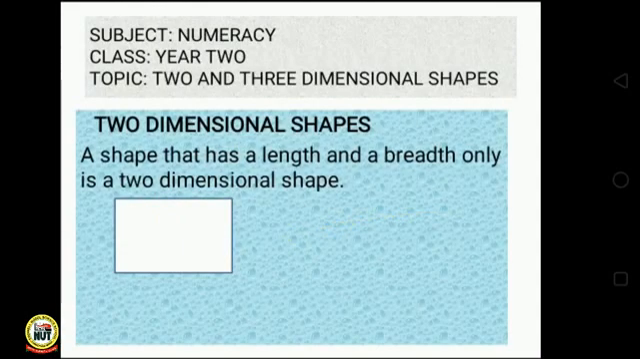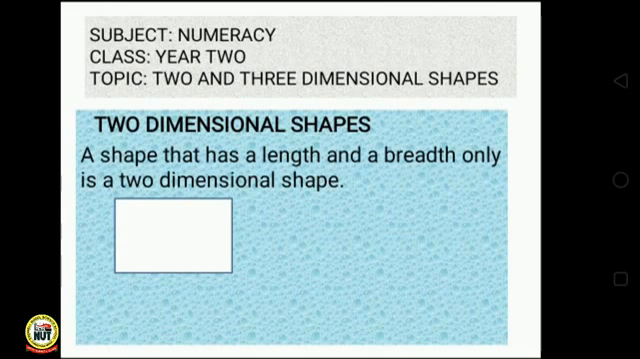Now let's take the first one, two-dimensional shape. Now you can see it on your screen. A shape that has a length and a breadth only is a two-dimensional shape. You can copy that.